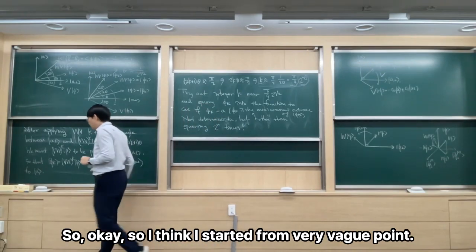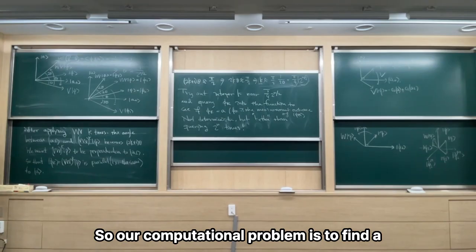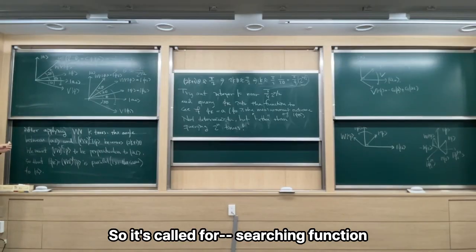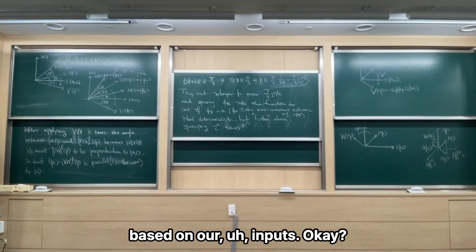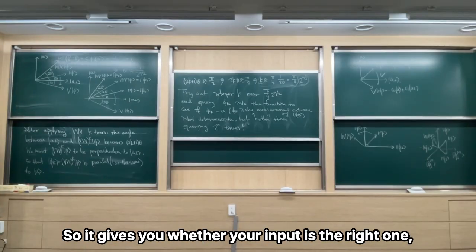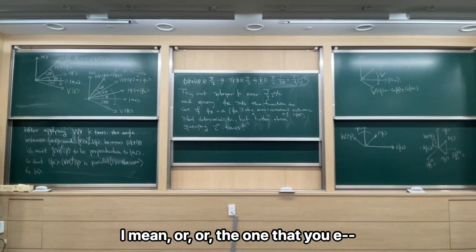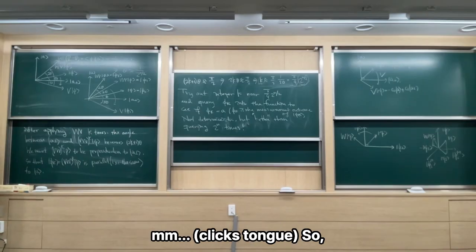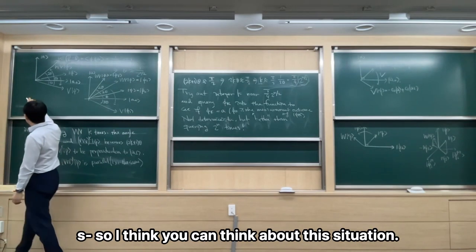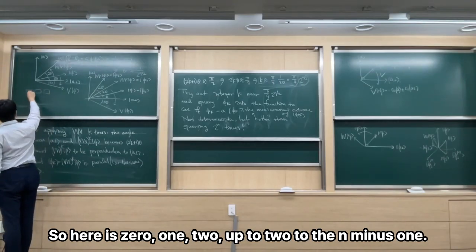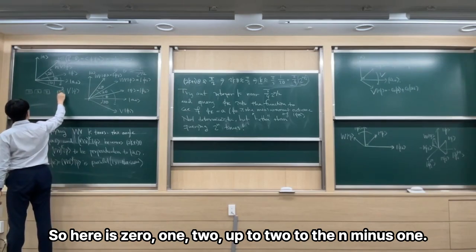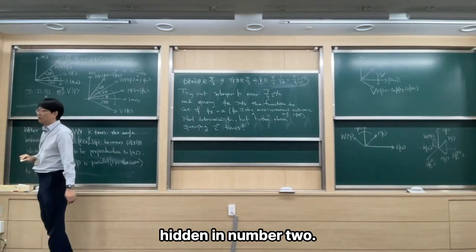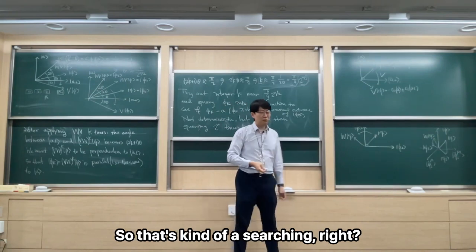I think I started from a very vague point. Our computational problem is to find A when we are provided with the function f, which is called the searching function. It's called the searching function because it only gives 0 and 1, true or false, based on our inputs. It tells you whether your input is the right one, the one that you really want to search for or not. You can think about this situation: here is 0, 1, 2, up to 2 to the n minus 1. Let's say you have a present box hidden in one of these, say in number 2. You want to find where the present box is. That's kind of a searching.